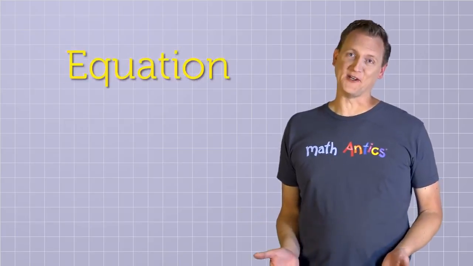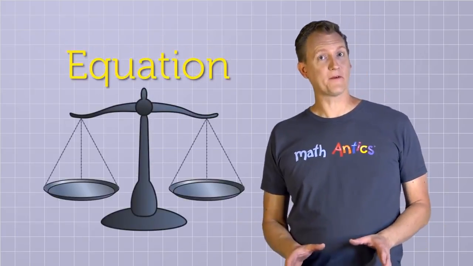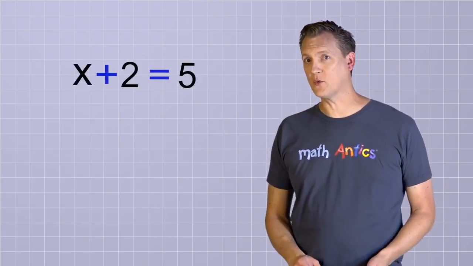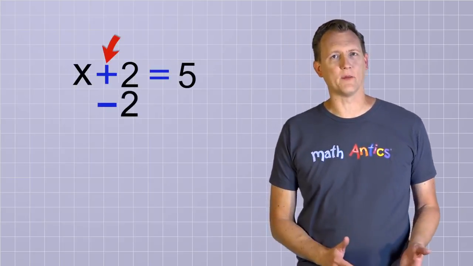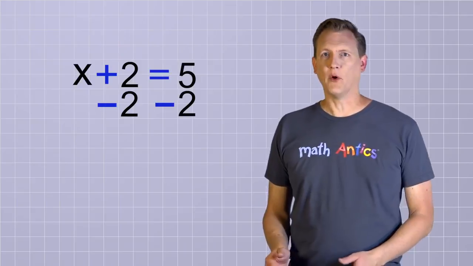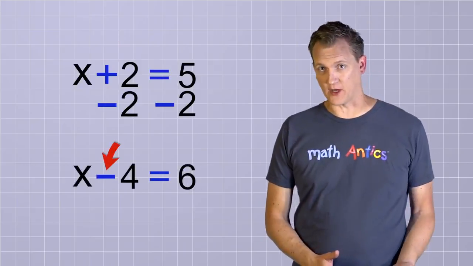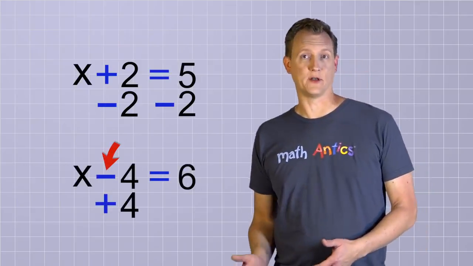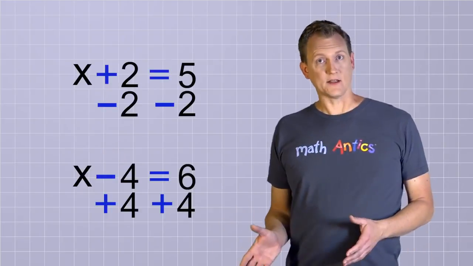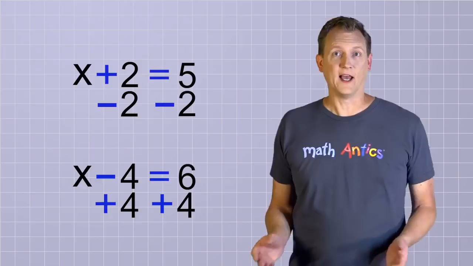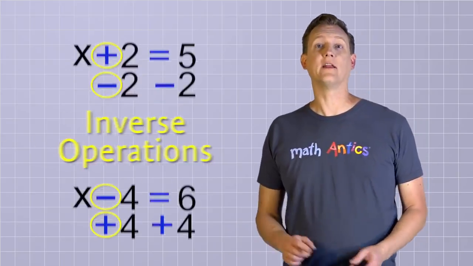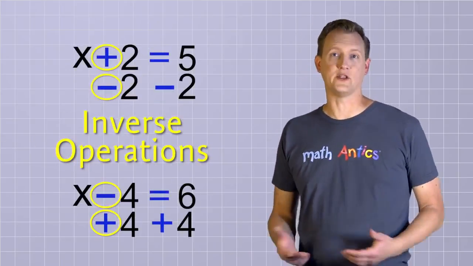Actually, it's to keep the equation in balance. Now remember from the last video, in equations where a number was being added to an unknown, we had to subtract that number from both sides. But when a number was being subtracted from the unknown, we had to add that number to both sides. And that makes sense because, as we learned in the video called What is Arithmetic, addition and subtraction are inverse operations. They undo each other.